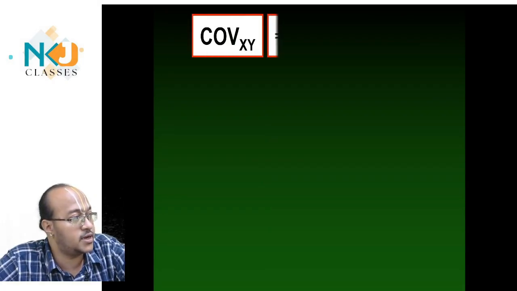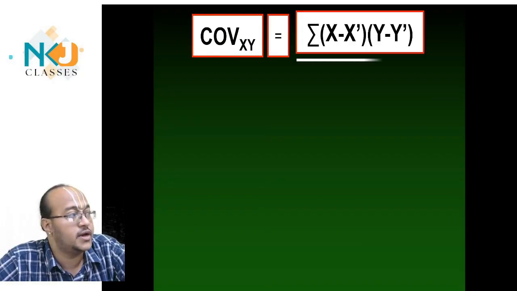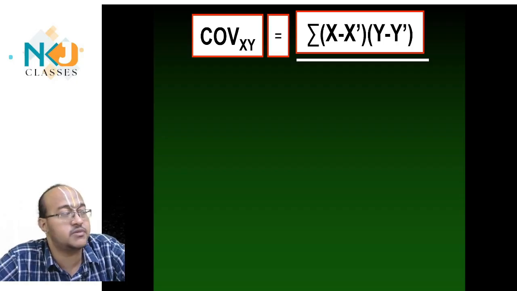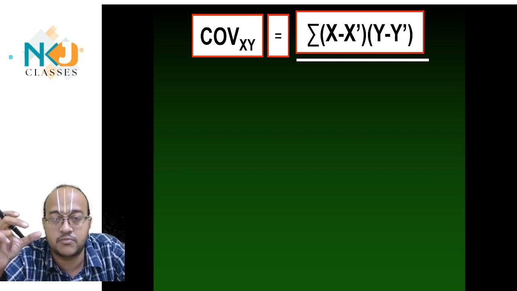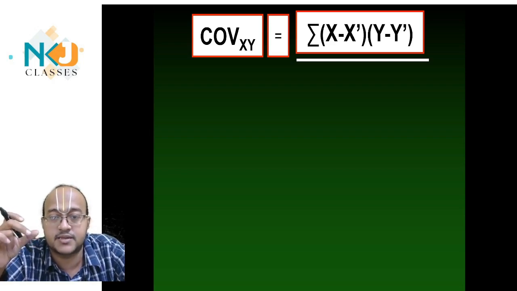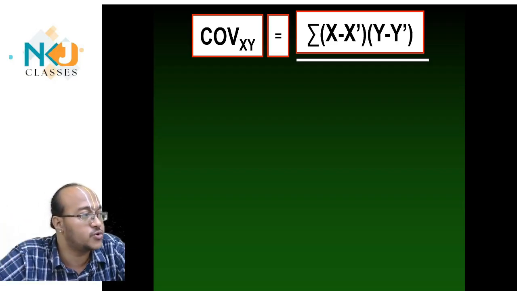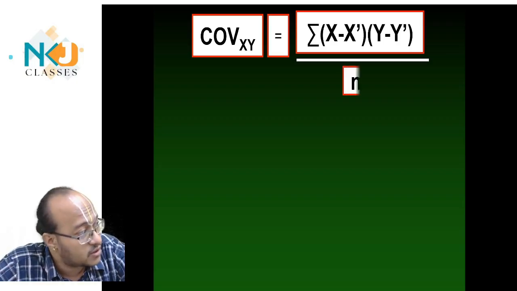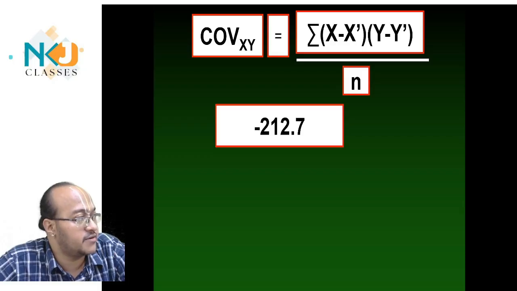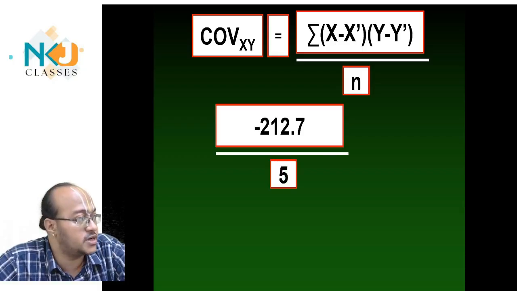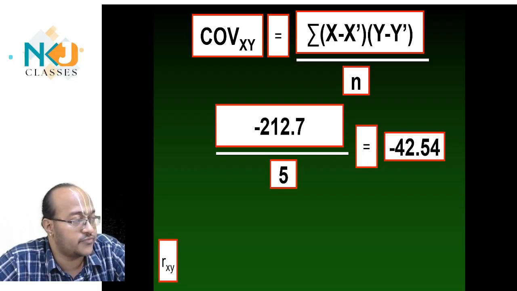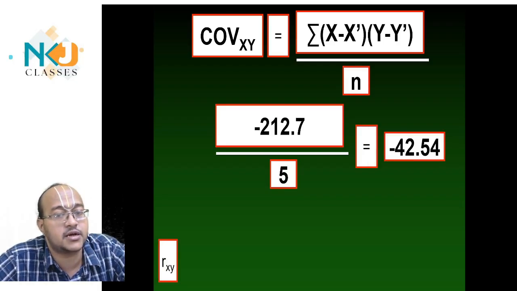Next, see here. Now, what is the covariance formula? Summation of x minus x bar into y minus y bar. What do you mean by this summation sigma? Sigma is sum total. Okay, the total we just found out is 212 point. How much is that? Numerator 212.7 divided by n, 5. Divided by 5 is how much? Minus 42.54. Is this covariance or correlation? Covariance. Now we need to find correlation.